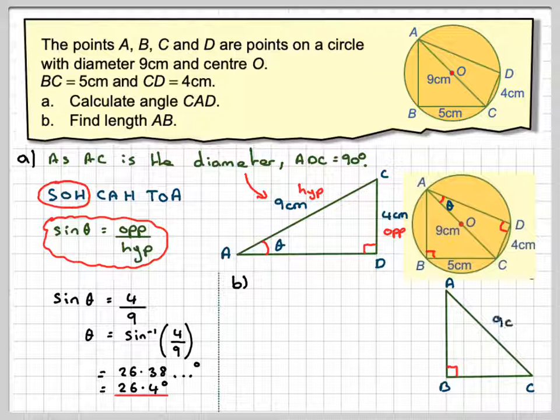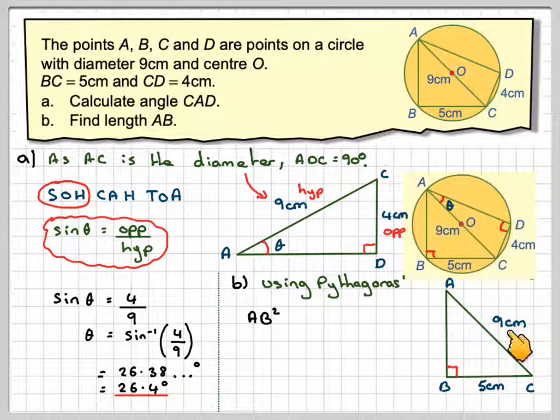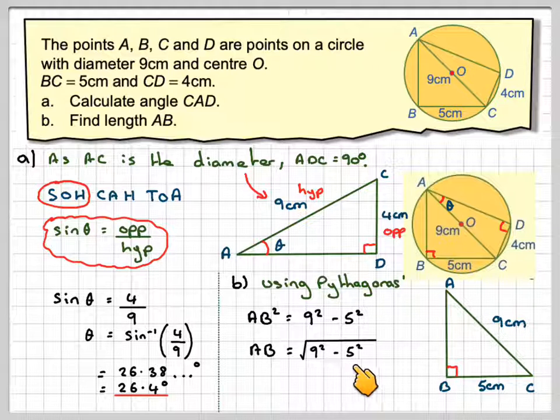So writing on the information, we've got 9 centimeters, 5 centimeters. We've got a missing side on the smaller side, so we have to use Pythagoras' theorem. It's a shorter side, so therefore AB squared will be the longest side, which is 9 squared minus 5 squared. So AB will be the square root of 9 squared minus 5 squared. Now you could do that all in one go on your calculator. Just put it in as it's written there.